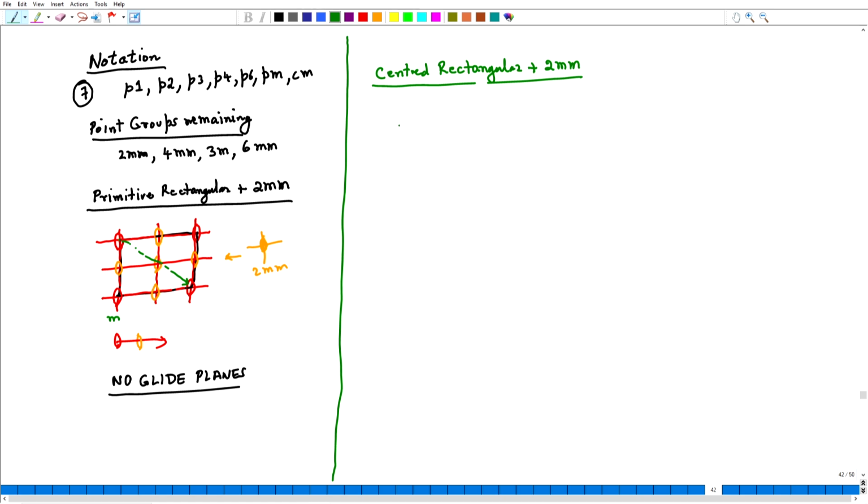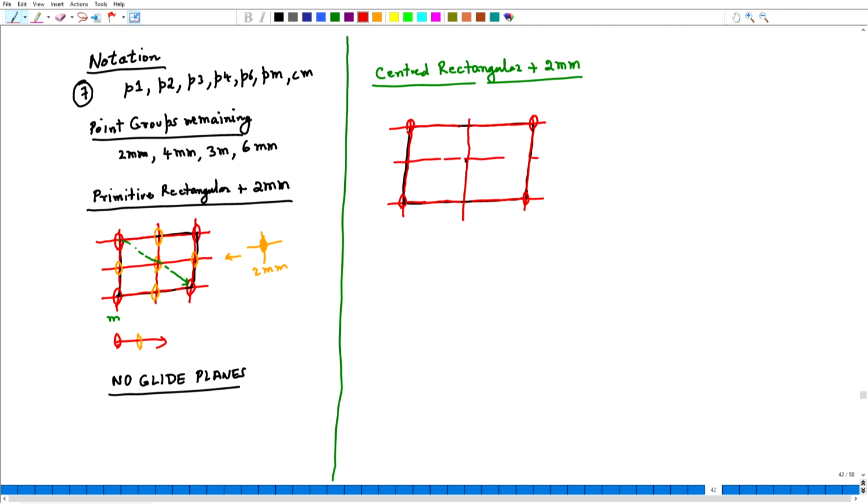Centered rectangular, adding 2 mm to that. Let us see what happens in this. I have a lattice point in the center as well. Now, adding 2 mm, keeping the two-fold rotational symmetry at the corner, and then just like what we did in the earlier cases, we will take this two-fold and the mirrors everything to the various lattice points.